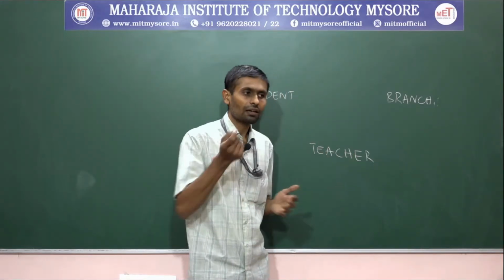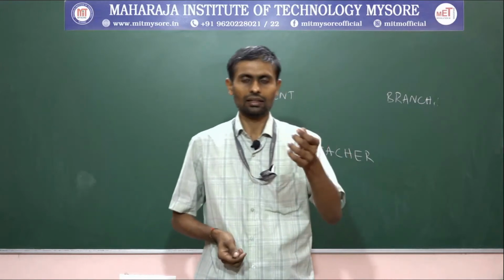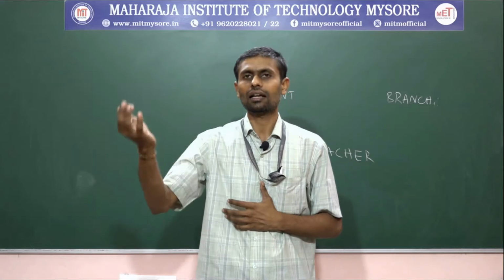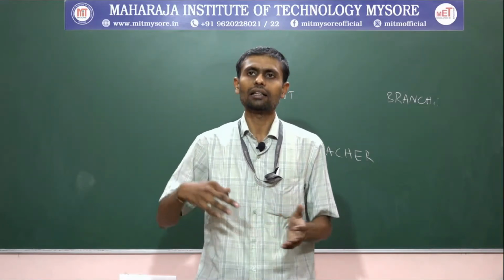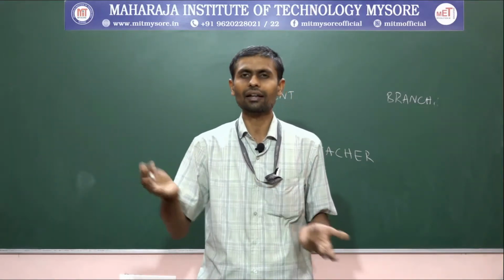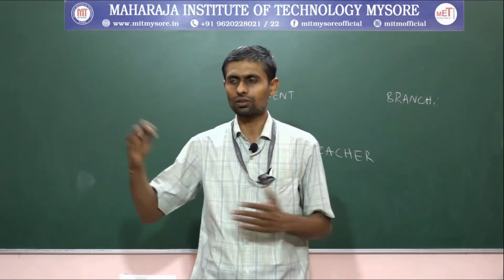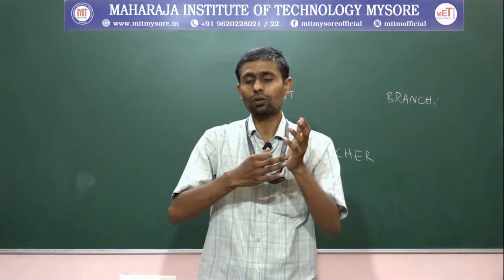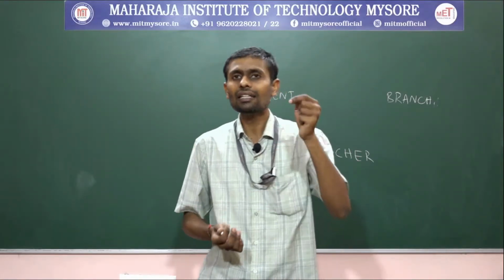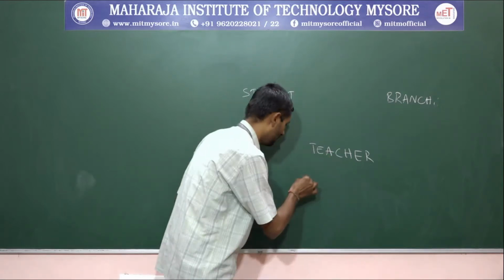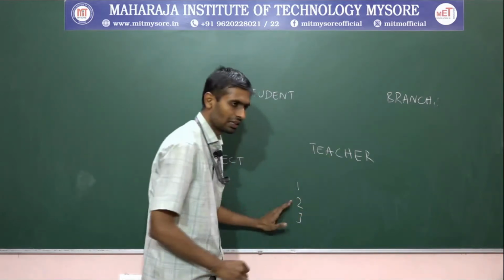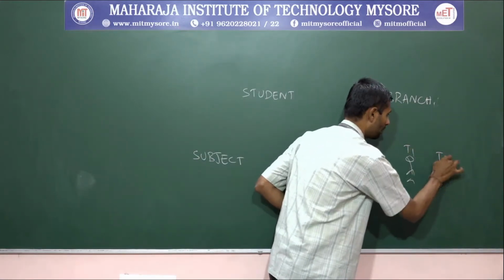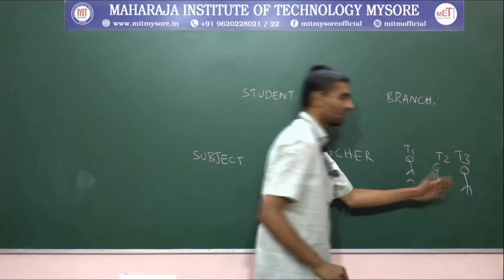For example, let's assume a teacher ABC, whose teacher ID is 1 and name is ABC, born on 10/10/1990. These are the data I am recording, and he belongs to some branch. Let's assume I want to record 100 teachers' details, each teacher's details. Let's say for example I have 3 teachers, T1, T2, T3. So I am writing 3 teachers.